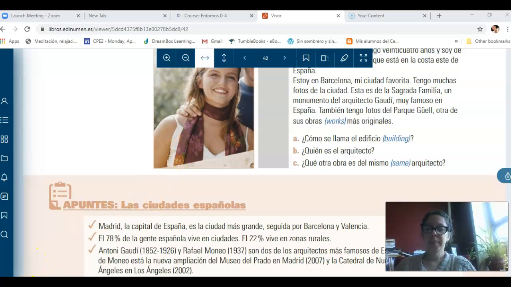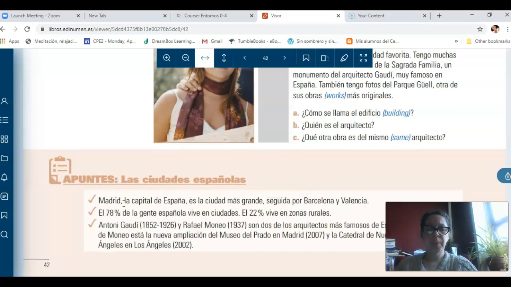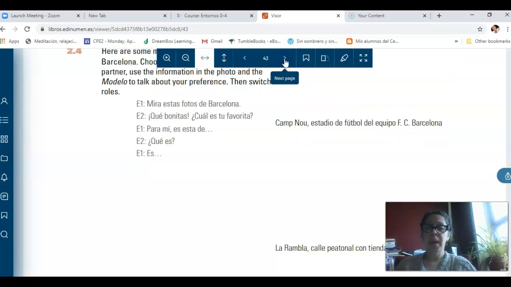¿Sí? Bien. So also, you're going to find in this section apuntes. In this case, it's about las ciudades españolas. So please read about the cultural component in this section. Okay? Bien.